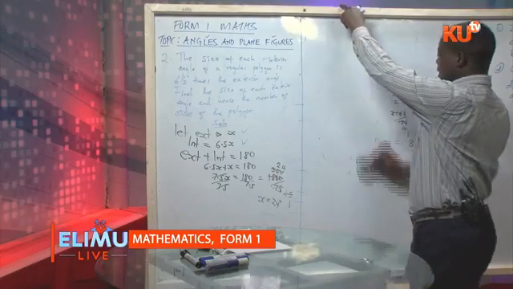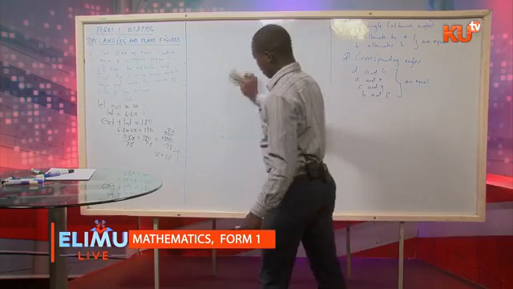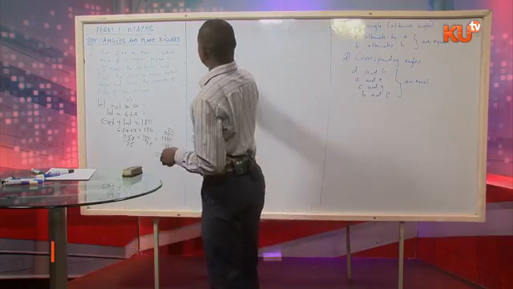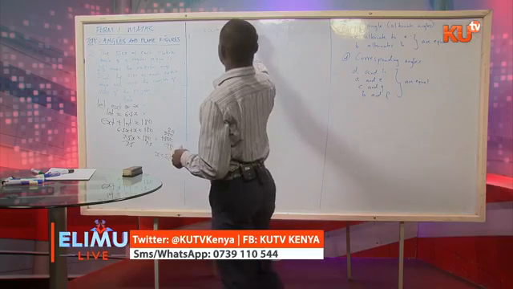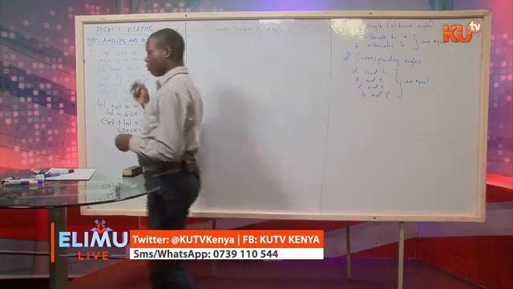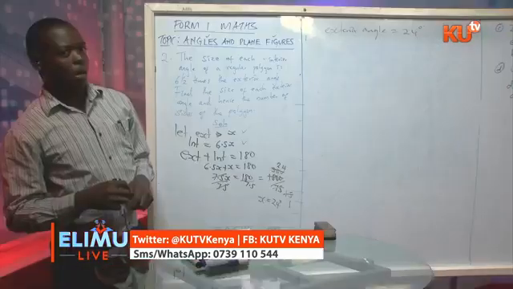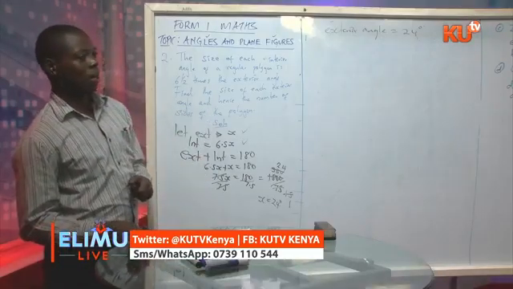X is the exterior angle. So it means our exterior angle is 24 degrees. So we've worked out one of the questions because we are told to find the size of each exterior angle. And how many sides does this polygon have?